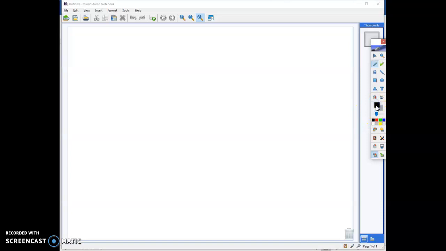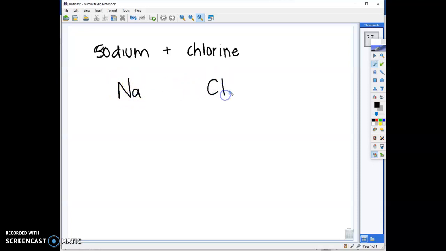All right. So I have sodium plus chlorine. And this is our easiest one that we can look at here. These are relatively simple to do with sodium and chlorine. We use this one a lot for our examples with ionic bonds. So the first thing I want to do is write my symbol. I know my symbol for sodium is Na, and my symbol for chlorine is Cl. And if I refer back to the chart that I just filled in, I know that sodium has one valence electron.